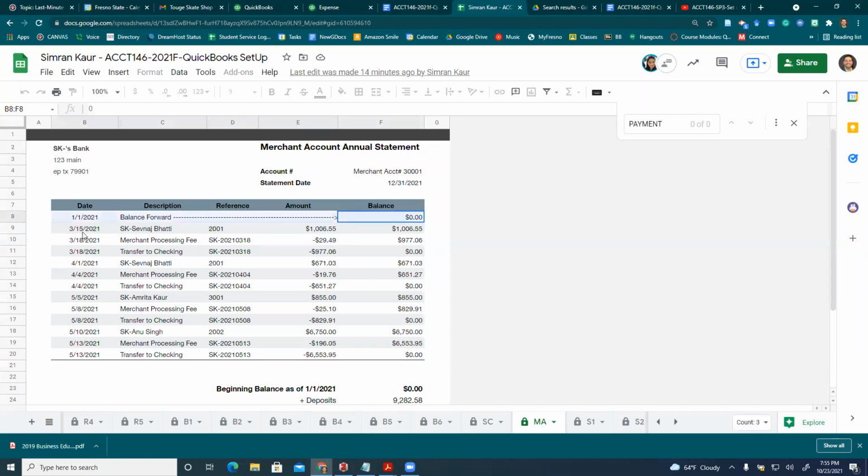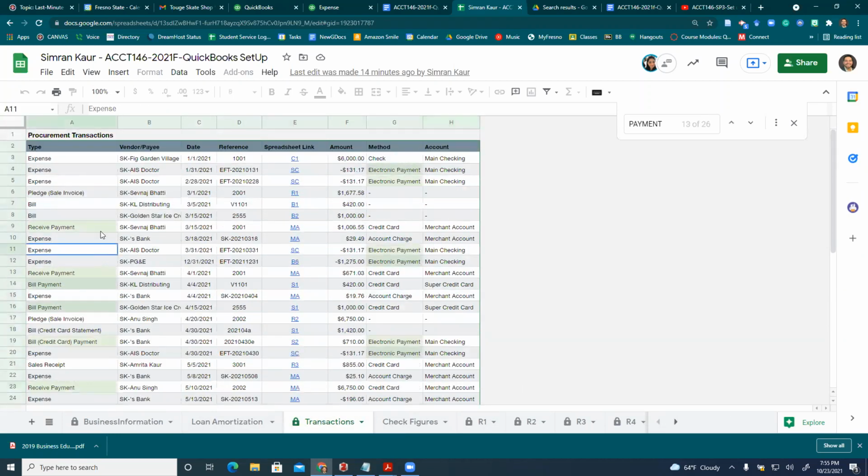Oh, got it. So this has nothing to do with anything but your receipt of payments. And if I go to my actual transaction list and look at the receipt of payments, you see the merchant account. Now there are other merchant account transactions as well, including, let's see, this one right here, that's a receipt payment.